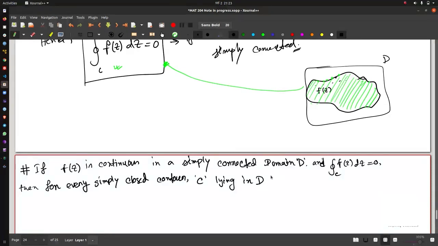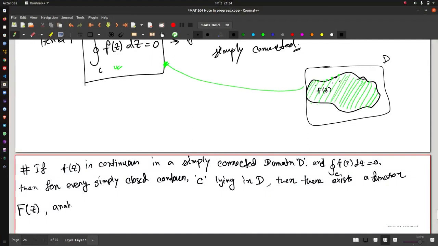there exists a function, let's call that capital F of z, which is analytic in D such that F prime of z, that means derivative of capital F with respect to z, is equal to small f of z. What do we mean by this theorem?